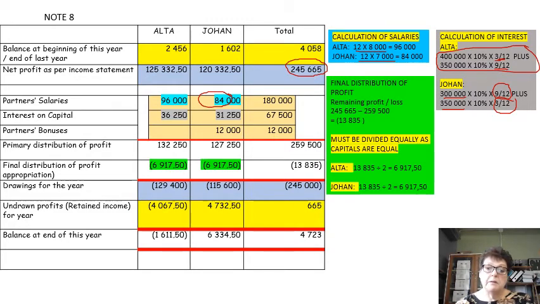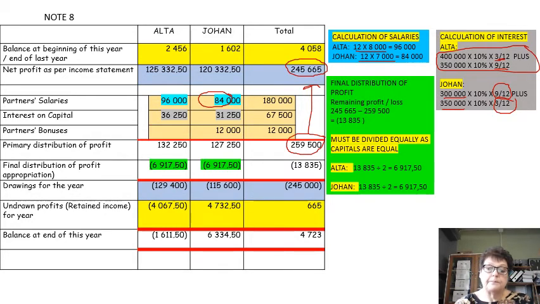So primary distribution, remember, is the salaries, the interest, and the bonus. Those are the primary distribution. Now you have a problem because the primary distribution was more than the net profit available, which means that they have taken too much, so they don't have a remaining profit, they have a remaining loss. It must be divided equally. There I've shown you the calculation.